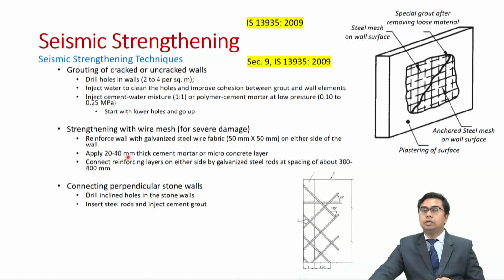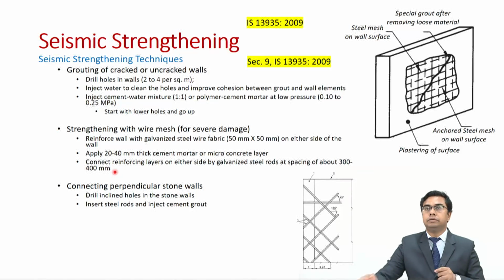We will apply a 20 to 40 mm thick cement mortar or micro concrete layer on either side of the wall, so that this wire fabric is attached to the wall securely. Then we will connect the reinforcing layers on either side by galvanized steel rods, which are spaced at 300 to 400 millimeters.